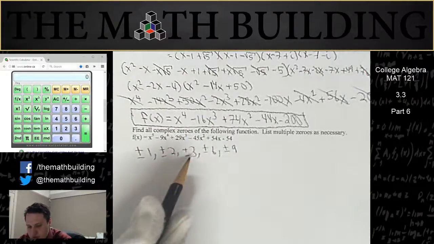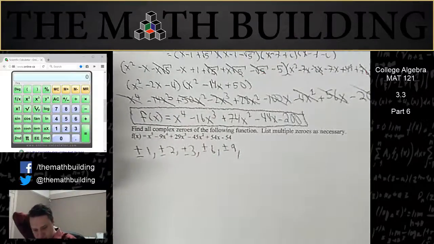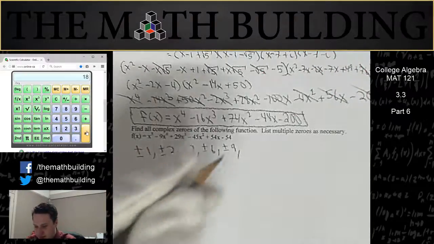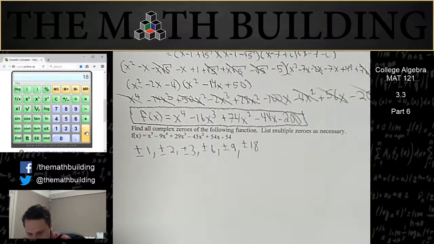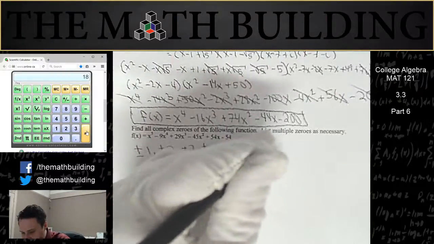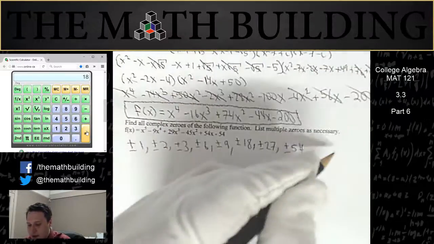So now we can just use these to find the other factors. So after 9, it's going to be 3 times 27, I believe. No, that's not right. It's going to be 3 times, what's 54 divided by 3? Is it 18? 18. Excuse me. And then it's going to be 2 times 27. And then 1 times 54. So there's all of our possible answers.